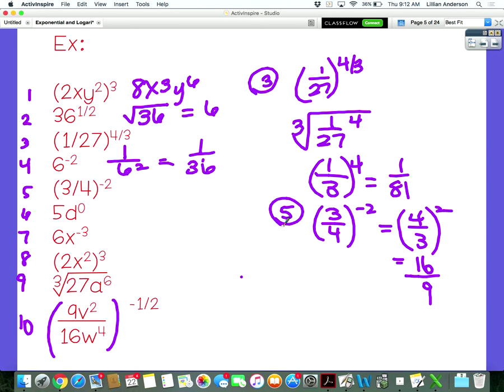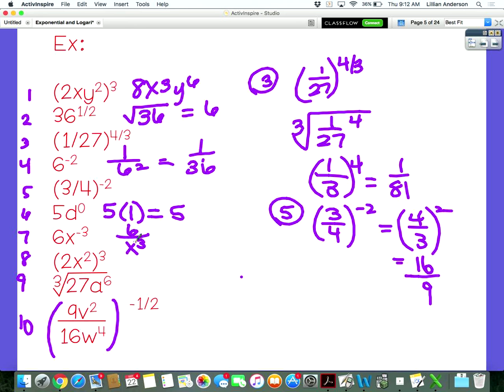Ooh, what about this one? 5d to the 0. It is 5, because only the d is raised to the 0 power, so only d turns into the 1, and you just get 5. What about 7? It would be 6 over x cubed, because only the x is being raised to the negative third power, not 6x, just the x.